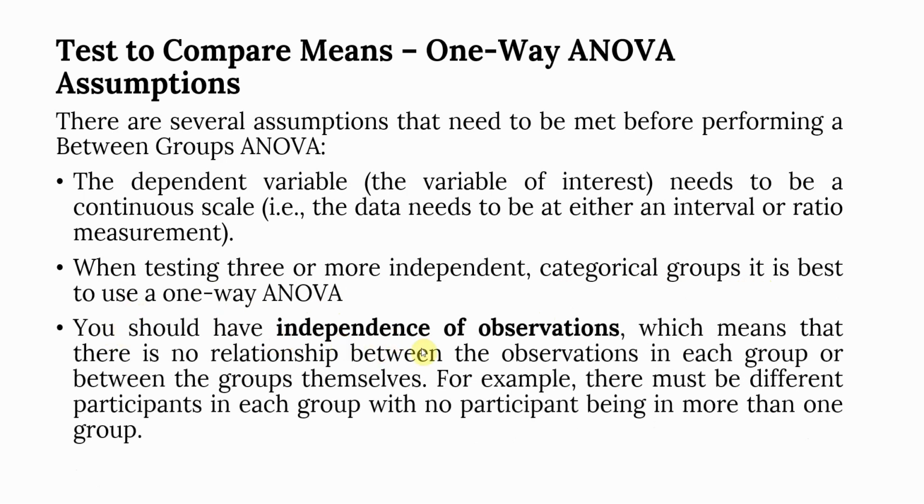Now you should have independence of observations, which means that there is no relationship between the observations in each group or between the groups themselves. For example, there must be different participants in each group, with no participant being in more than one single group, just as we saw in the earlier example, the first year, second year, and third year students. Now, no student can be in two years, so there is independence of observations.